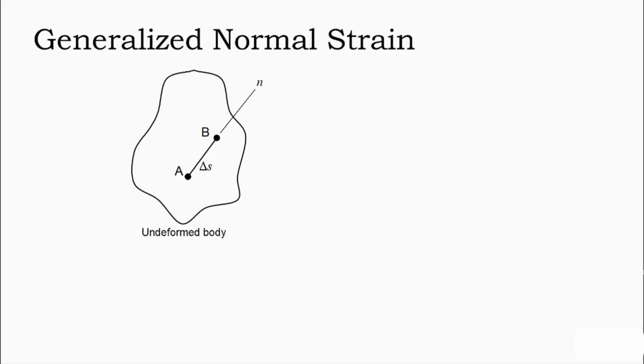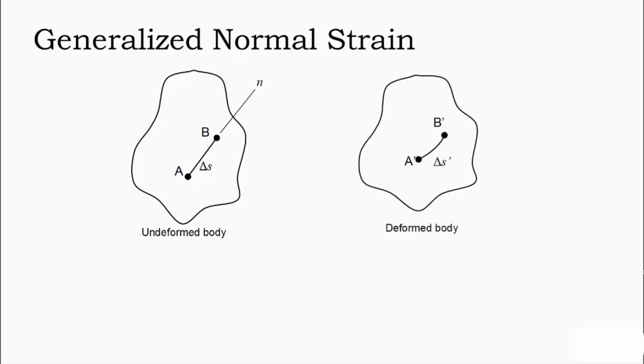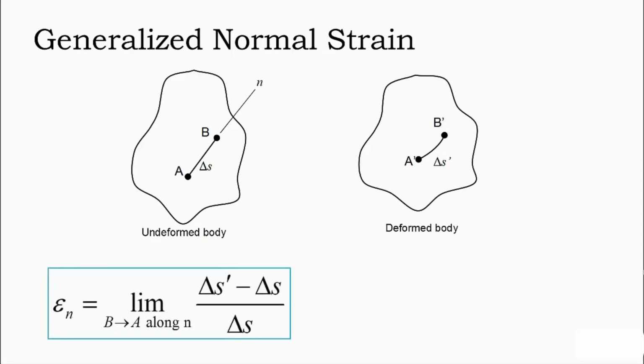We can generalize these definitions to an arbitrary deformable solid as shown here in the undeformed state. We can define 2 points, A and B, within this material that have a distance delta S between them along the direction n. Now if we deform this body, points A and B become A prime and B prime with a new distance delta S prime. The normal strain in the n direction thus becomes delta S prime minus delta S over delta S, or the change in length over initial length, as point B approaches point A along the direction n.